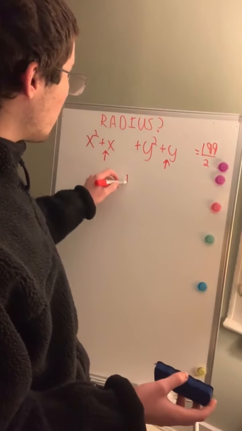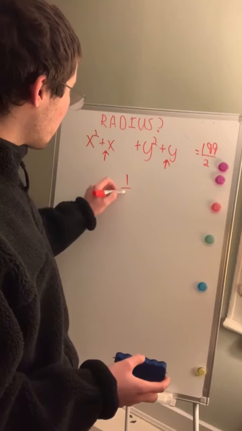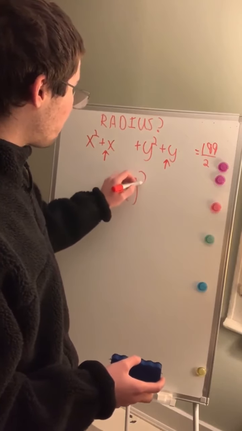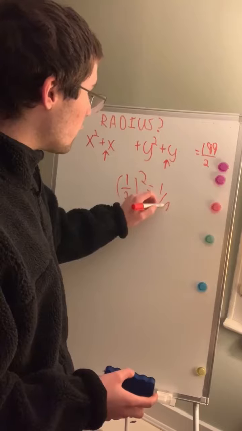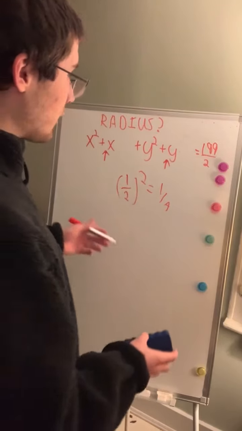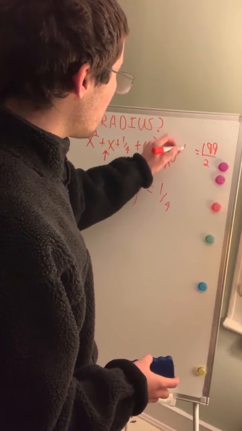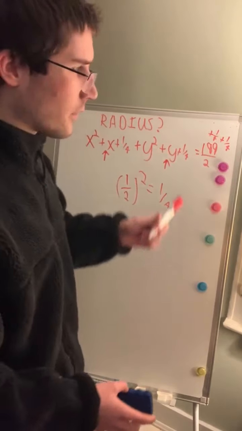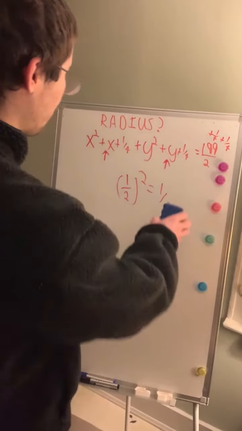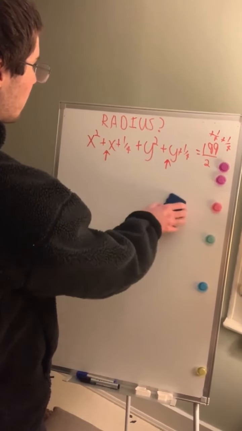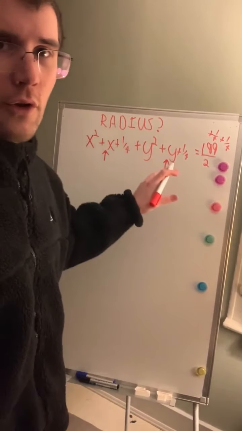So we're going to take that 1, we're going to divide it in half, and then we're going to square it. And that is going to come out to 1/4. And so if we add in 1/4 here, and 1/4 here, on our right-hand side as well, because you have to balance the equation, now we have two sets of perfect square trinomials.